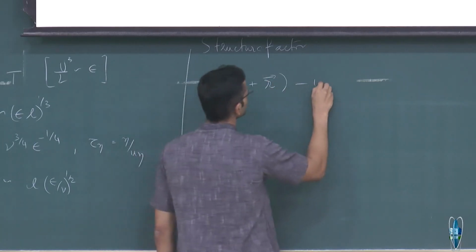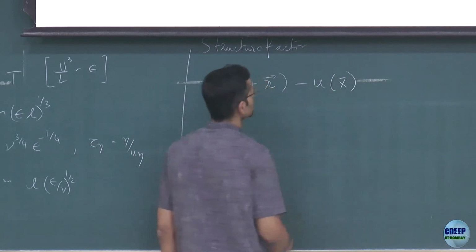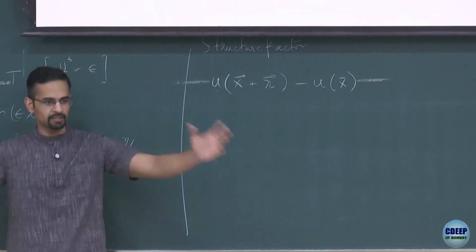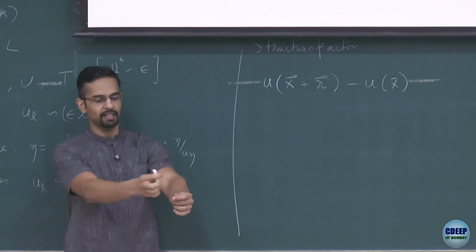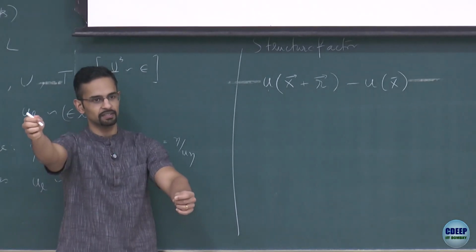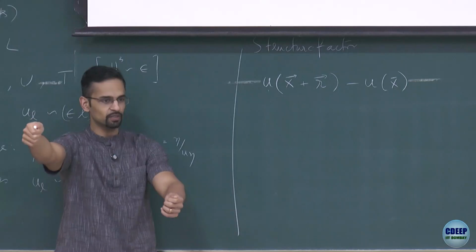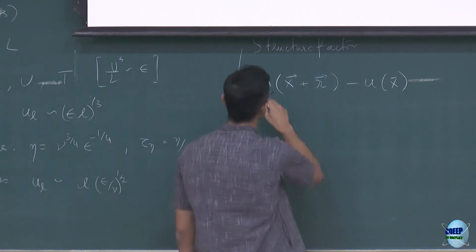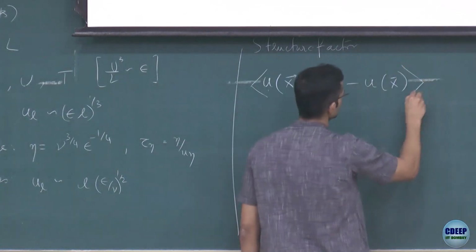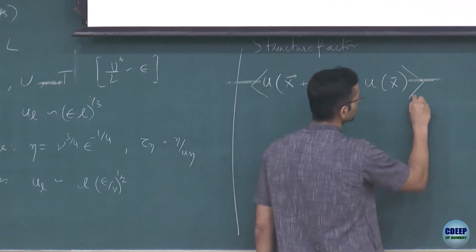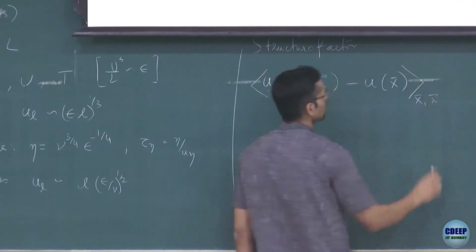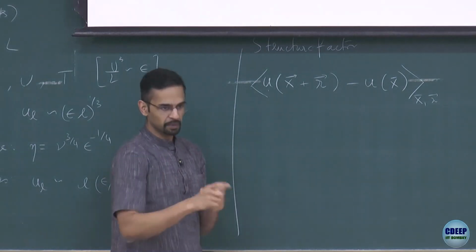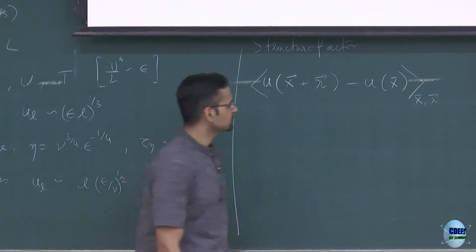R is a difference vector such that I can calculate the following difference. At any position x in space, I look at u at x, and then I take a displacement vector r, and I calculate the velocity. So it's a velocity at two points, I take the difference. And then I can average this quantity for all different x positions and for different r vectors, but keeping r constant.